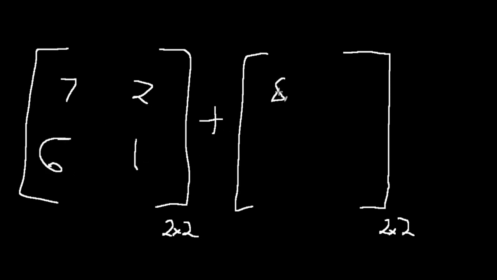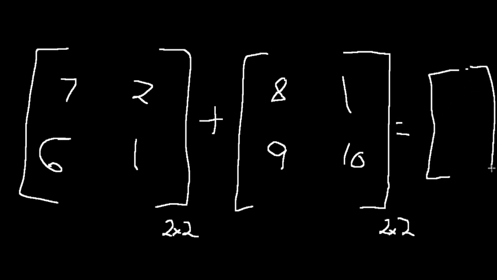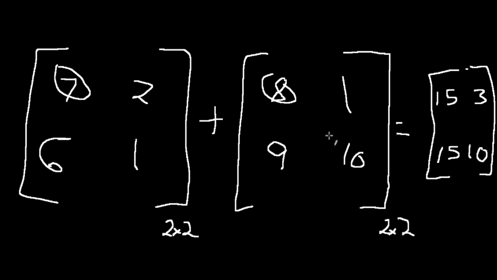Random numbers. That's an 8, 1, and a 9, and a 10. And this would equal, I'm running out of room here, a matrix of the same size where each element is just added together. For this first one, it is 7 plus 8, which is of course 15. And the next one is 2 plus 1, which is of course 3. And then 6 plus 9, which is of course 15. And then 1 plus 10. And that would be those two matrices added together.